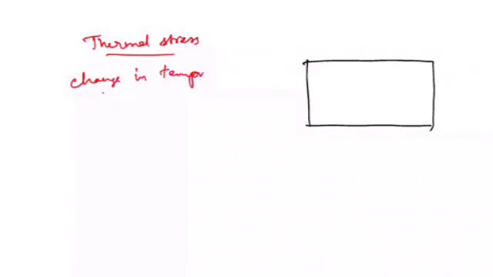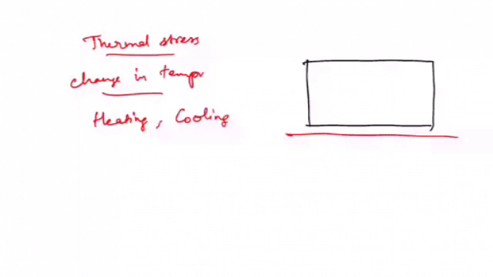The next type of stress is the thermal stress. And this is due to the change in temperature. So there are two ways of it. One is by heating a body or by cooling a body. Now on heating you will see that there will be expansion in length, whereas in cooling you will see there will be reduction in length of a material.